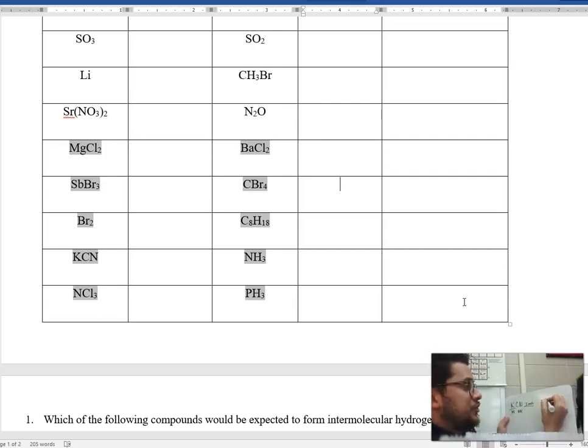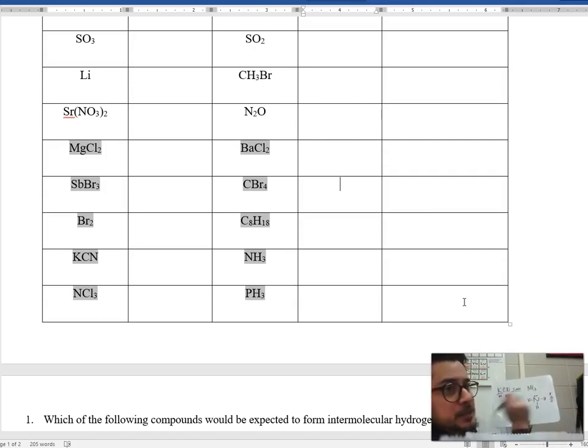Next, I have NH3. This is not a metal, so I have to draw it. N, H, H, H. If I count up the electrons, I should have 8. Minus 6 because of the bonds gives me 2. The nitrogen still needs 2, so I'm going to put 2 dots on it. Just like that.